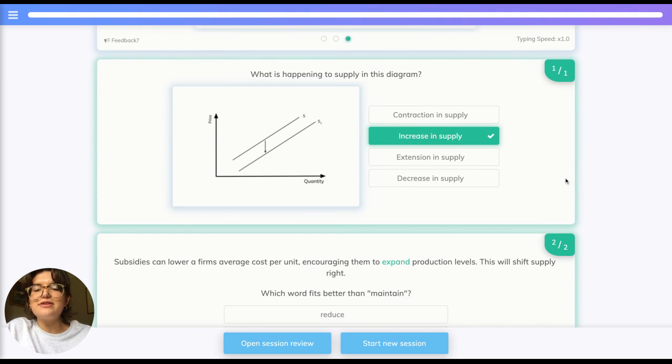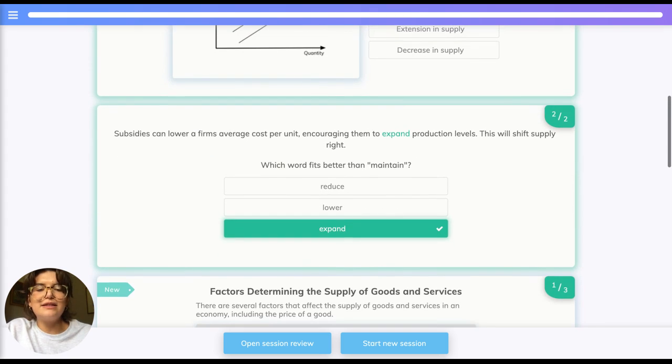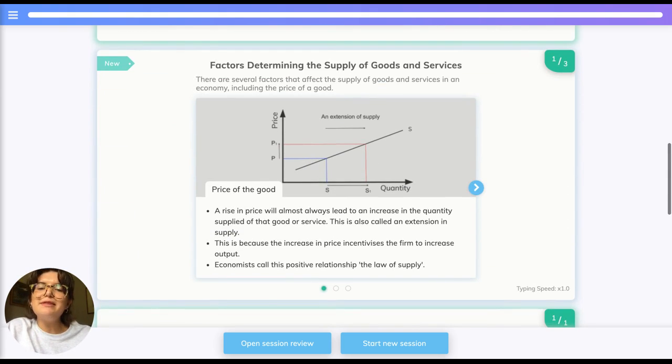So, if we see that the supply curve shifts to the right, we know that there has been an increase in supply. And if we consider how government intervention affects businesses, we know that subsidies can lower a firm's average cost per unit and thus encourage them to expand production levels and consequently will help the supply curve shift to the right. So, what factors determine the supply of goods and services?